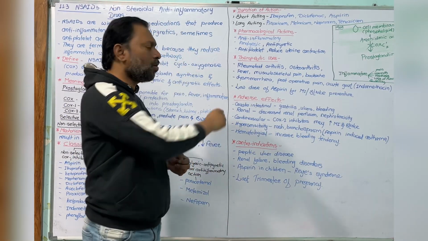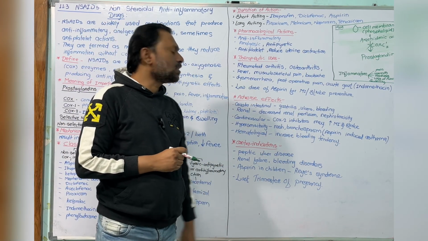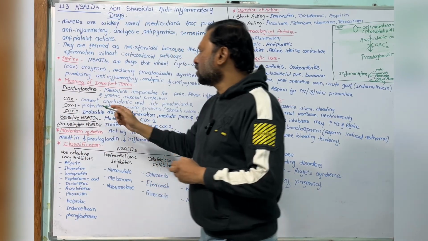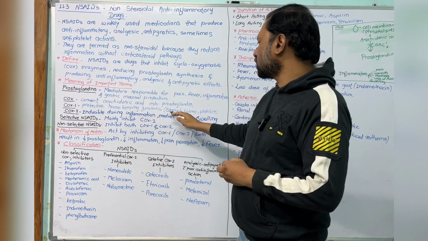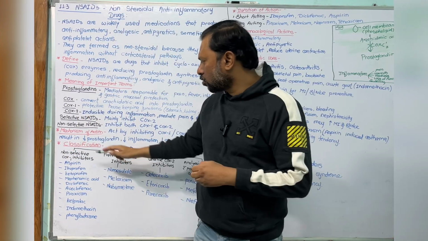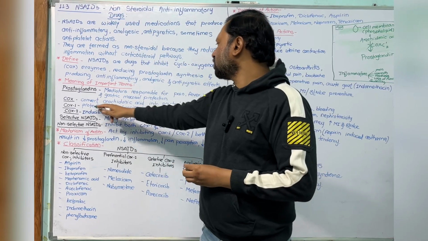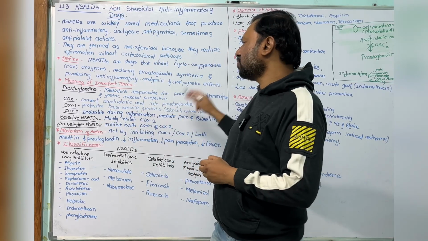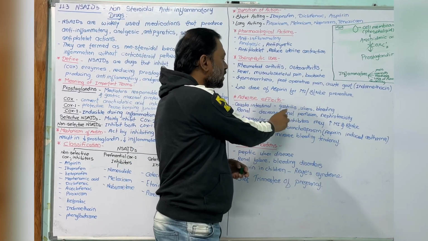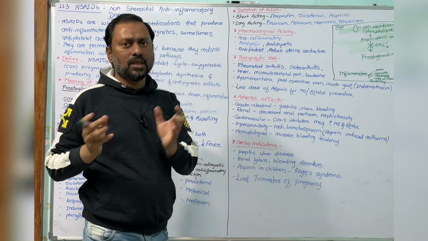Adverse effects, first of all, gastrointestinal: gastritis, ulcer, bleeding. You know that COX-1's main function is protection. Just now we discussed COX-1's protective housekeeping functions for the stomach lining. If you give these non-selective COX inhibitors, it will disturb the housekeeping functions of COX-1. Due to that, if the patient takes NSAIDs, gastritis, ulcer, or bleeding is seen in the patients.